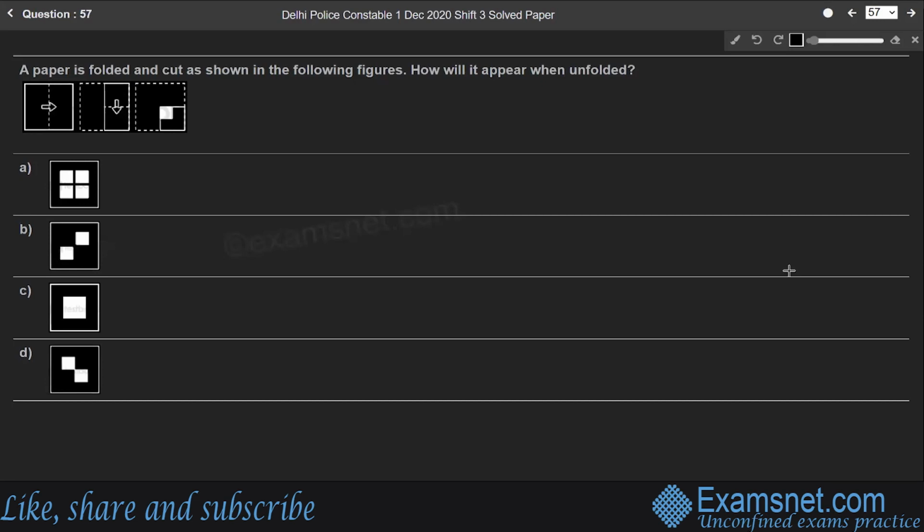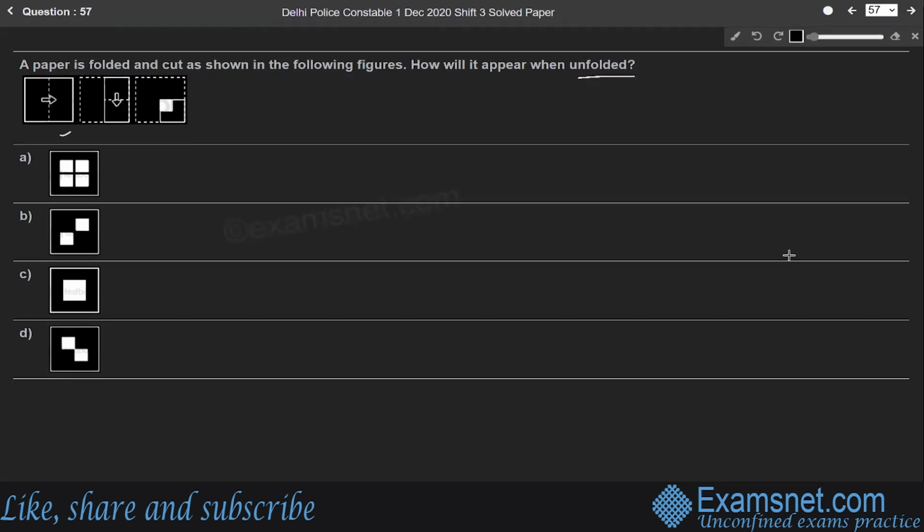Question 57. A paper is folded and cut as shown in the following figures. How will it appear when unfolded? So the paper is folded like this and which is cut. So like this, right? So when it is unfolded at first, it looks like the square part here, right? So when it is unfolded, at first it looks like a vertical rectangle. Like this.